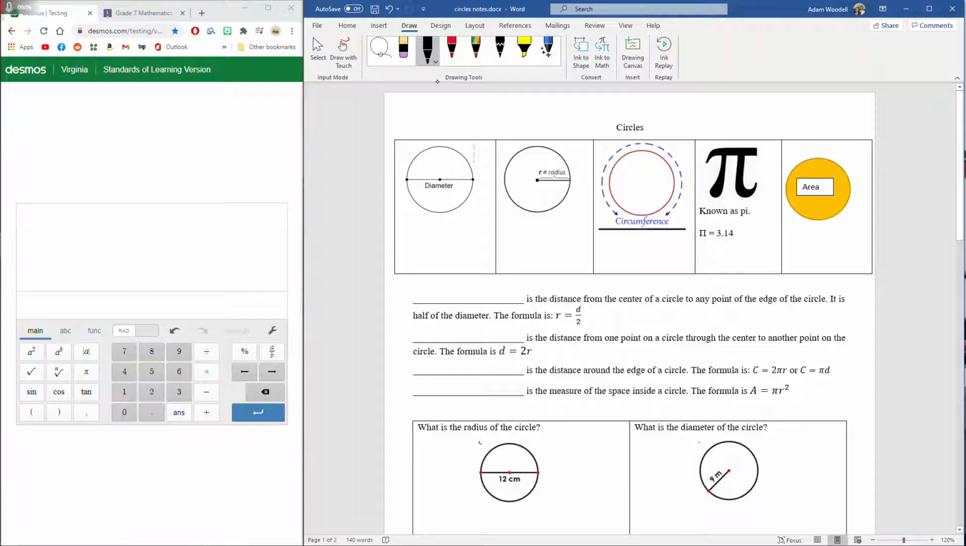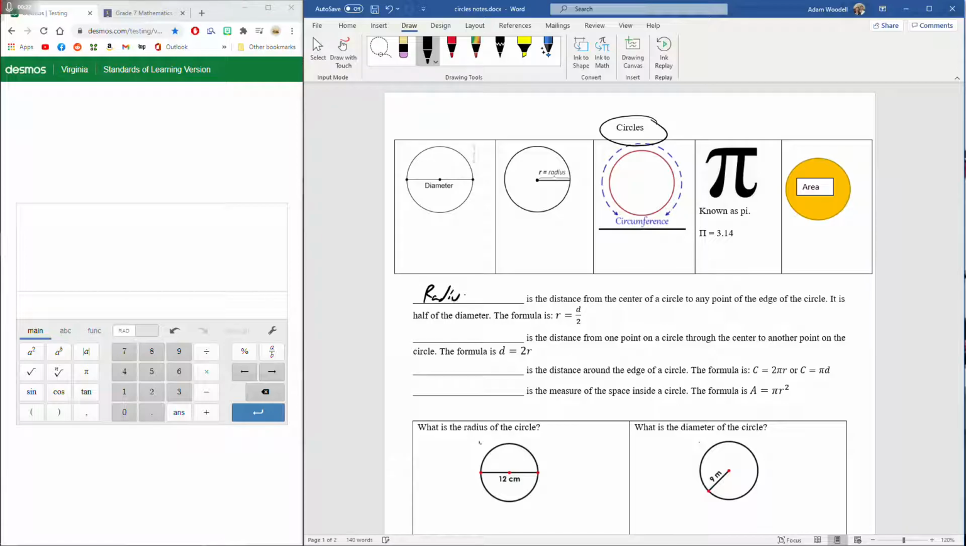Hello class, today we're going to be talking about circles. So when we're talking about circles, there's really four key parts of vocabulary that we're going to need to talk about, and I have little pictures of them up here as well if you need a visual. First, we're going to be talking about the radius.